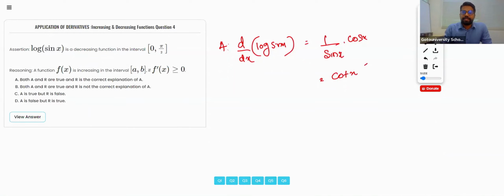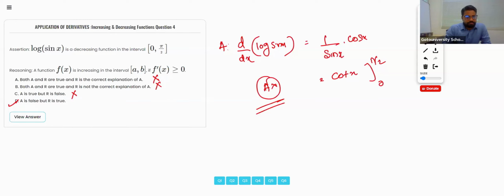In the interval 0 to pi by 2, what is cot x? Cot x is positive, right? Is it a decreasing or increasing function now? That means the assertion is wrong. In 0 to pi by 2, everything is going to be positive. So this assertion is wrong. As the assertion is false, I cannot look at any of these options because all these options say the assertion is true. That means the answer should be D itself, right?